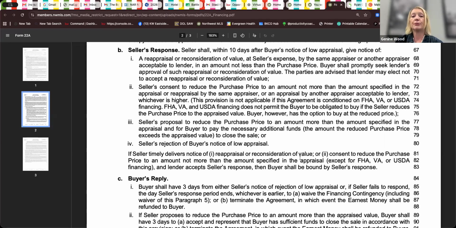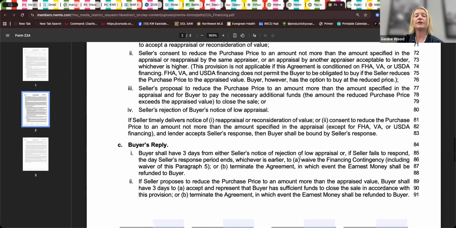Seller proposes to reduce the purchase price to an amount more than the appraised value, meaning it appraised at 475, we're at 500. Seller says, I will come down to 490. Buyer, you have to pay the $10,000 difference. That would be another option. If the seller timely delivers the notice of reappraisal or reconsideration of value, then everybody has to move forward unless, of course, it is, I've come down to 475.